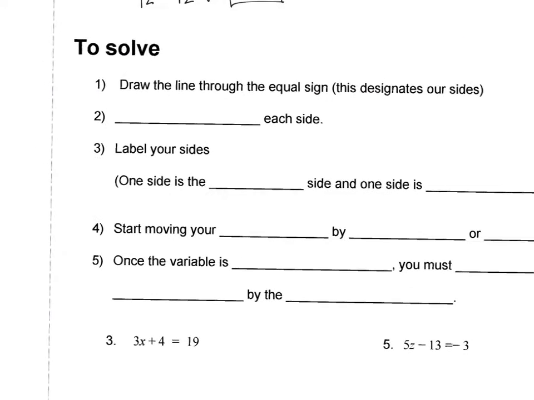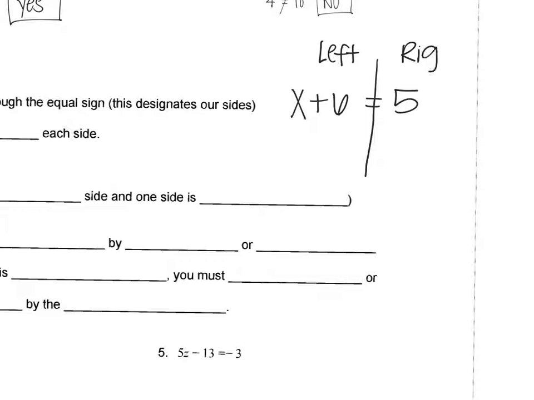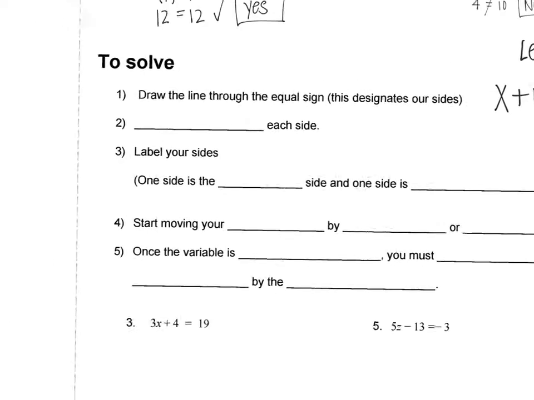Okay, here's our 5-step plan for solving, and I want you to go through this 5-step plan until you're comfortable with doing it. So most of you are already comfortable. If you're not, I need you to follow these steps. It'll help, and eventually you can skip a few steps when you start getting used to it. So step number 1 is always draw a line through the equal sign to designate our sides. So if I had an equation, x plus 6 equals 5, well, I would draw a line through there to designate the left side and the right side. Because remember, our golden rule was whatever I do to one side, I've got to do to the other. So draw a line. That's first step.